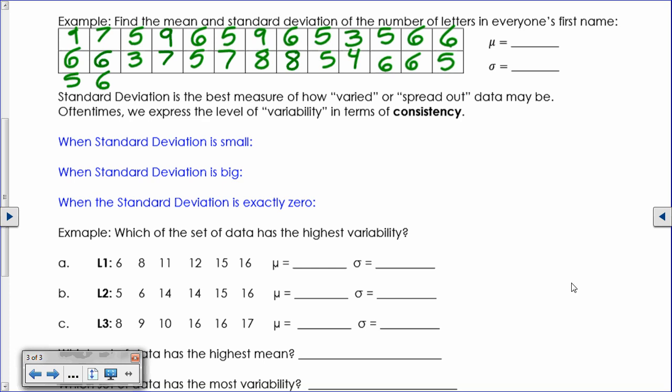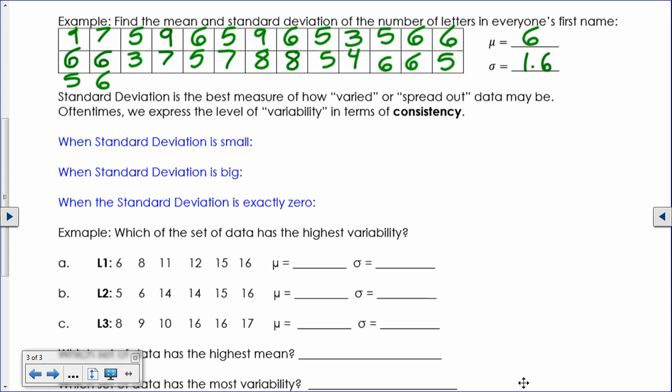Is it 6? 6 and 1.6. It's 1.55, but then it rounds to 1.6. So the average length of somebody's name is 6, with a standard deviation of 1.6. What does that mean?